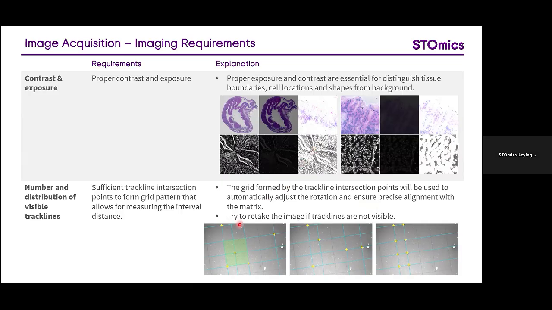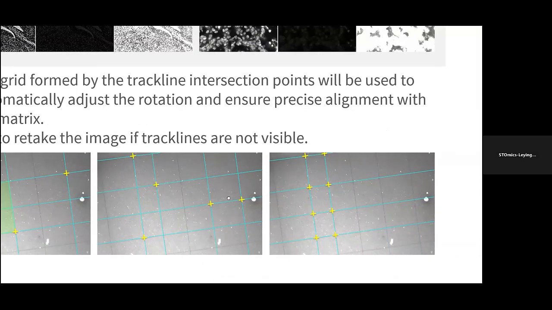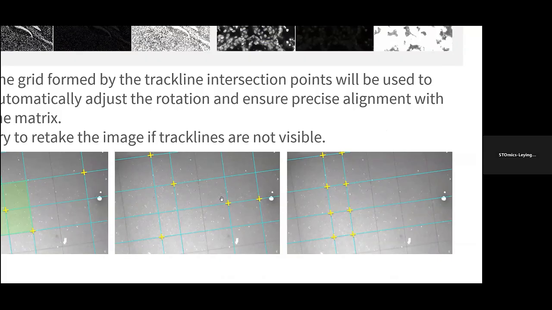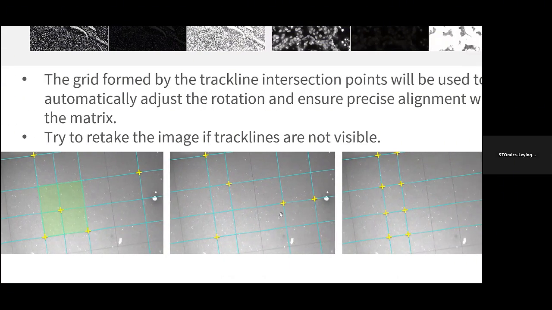Then for the track lines, the image must capture enough track line intersections to form a grid pattern that allows for measuring the track line intervals in both the X and Y direction. Just like the green square shows here, the 5 track line intersections could form an acceptable grid. Like this, the 5 track line intersections form this grid. The other 2 examples are not acceptable because the intervals cannot be measured like this. They miss at least one of the lines to form this grid.